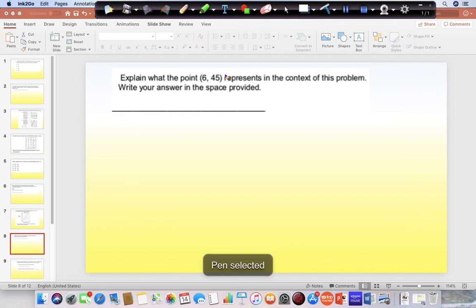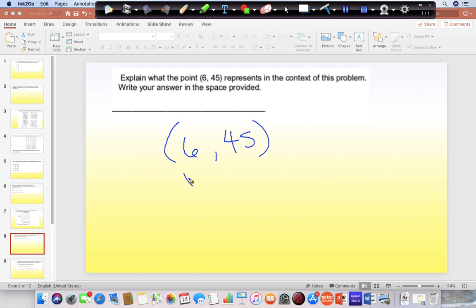It says, explain what the point 6, 45 represents in the context of this problem. Same problem. We're still talking about Sandy, and we're still talking about her hours that she's worked and the amount of money that she's made. So if we have these two numbers, this is our x and this is our y. In the problem, our x-axis represented the number of hours she worked, and y represented the amount of money she earned.